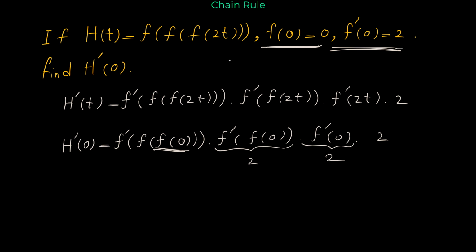F of 0 is given 0. So this is 0. And again we have f of 0. F of 0 is 0. F prime of 0 is 2. So this is also 2. So we have 2 times 2 times 2 times 2. So it equals 2 to the 4 or 16. So h prime of 0 equals 16.